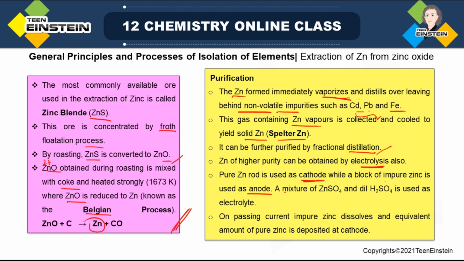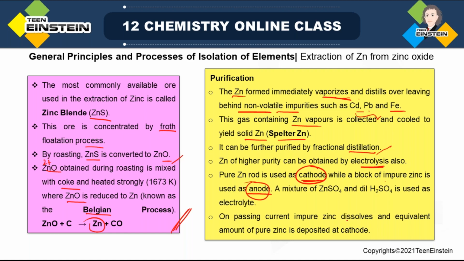And this is not just for zinc. This method we use for all the other metals except aluminium. In the case of aluminium, we do not use pure aluminium as cathode or impure aluminium as anode. In that case, carbon, that is graphite, is basically used. But except for aluminium, in most cases the pure metal will be used as cathode and the impure metal will be used as anode.